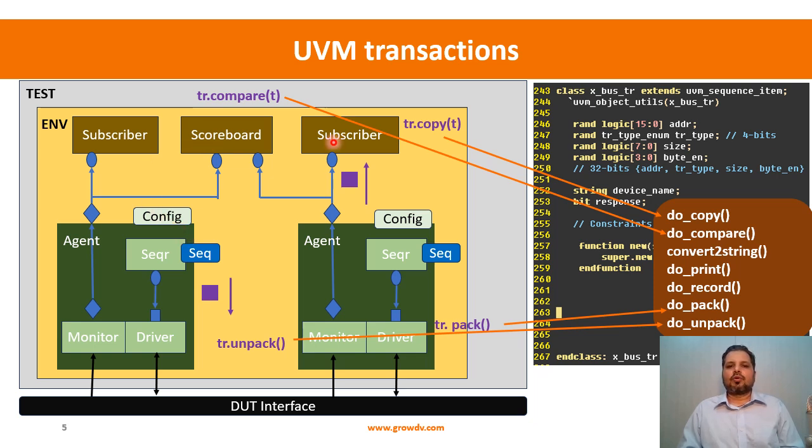So let's quickly look at it. In the scoreboards and the subscribers, let's start with the subscriber. In the subscriber, we might want to do the copy, right? As we talked about, the way we will call it is the transaction handle dot copy, and then pass it to another object handle wherein we would like to copy the fields. Okay, so this is one use case. And then we would like to do the transaction.compare that will happen in the scoreboard. So these are the methods that we would need.